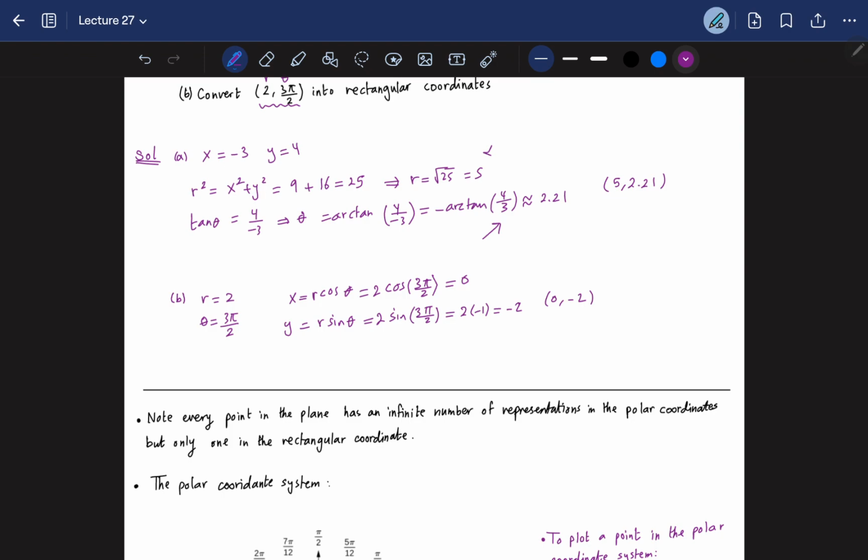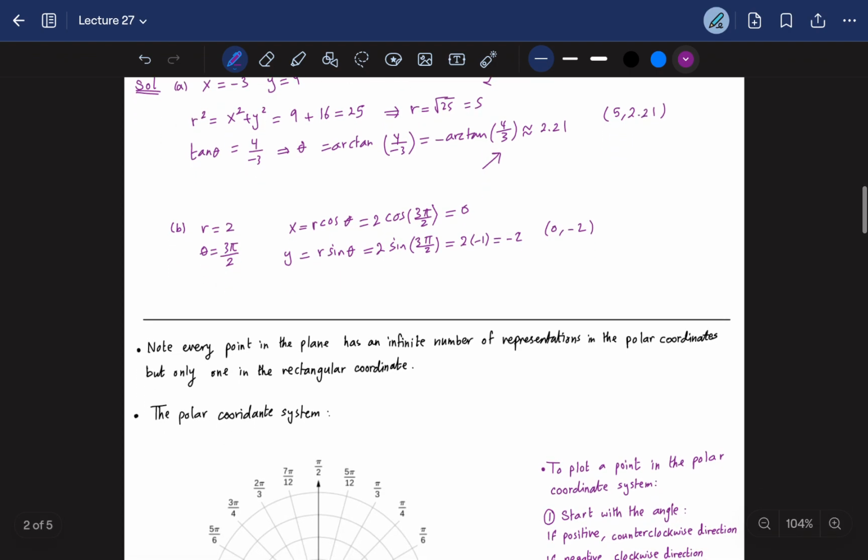because if my function has a period of 2 pi, if you keep adding 2 pi to your angle, you're still going to get the same values of tan, sine, and cosine. So that's why we have an infinite number of representations in polar coordinates.